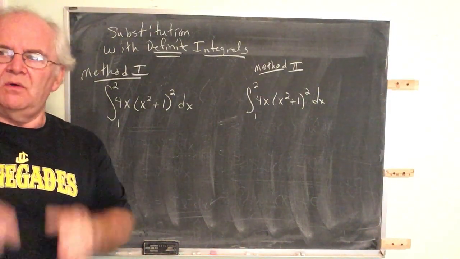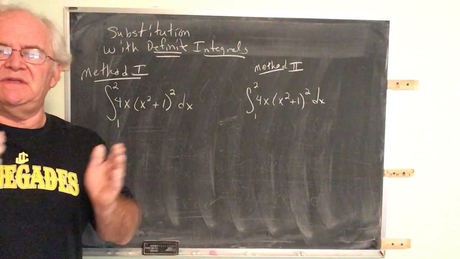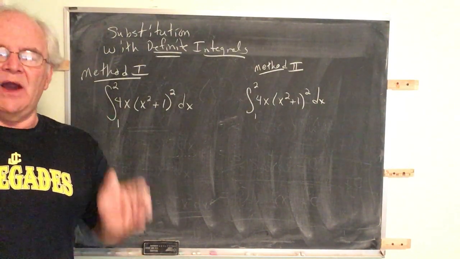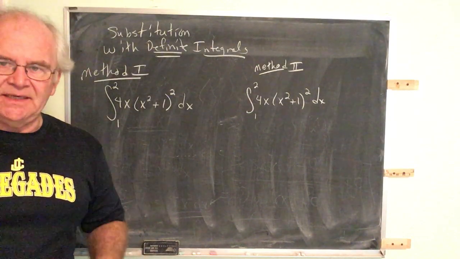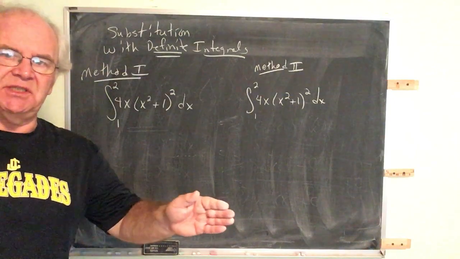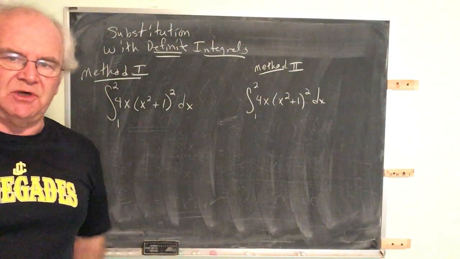Students always want to know which method is shorter, which method is faster, which method is easier. Neither one. They both have exactly the same steps. It actually is precisely the same computation. It's just at a different place in the procedure.